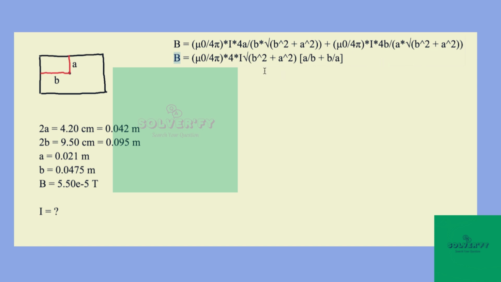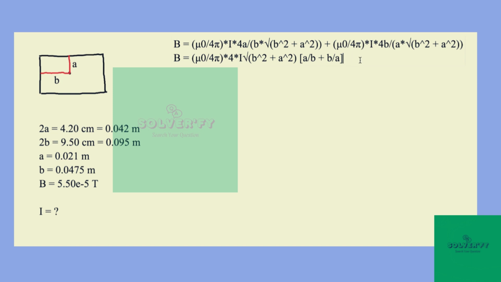Now let's think about what we know. So we know what B is. This is a constant, and then we know our b and a. I've solved for these over here. So we want to solve for the current I. So what we're going to want to do is just rearrange this entire equation so that we can solve it for I.